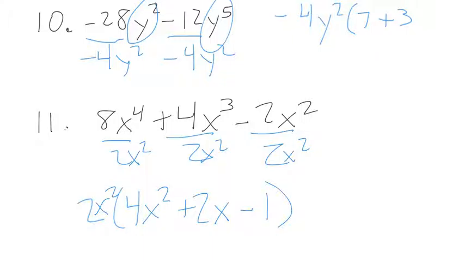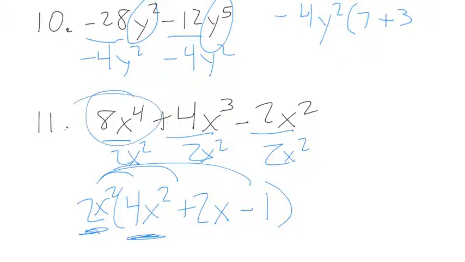To double check it, as you saw in the example problems, you would distribute backwards. If you do distribute, 2x squared times 4x squared gives you 8x to the 4th. 2x squared times 2x would give you 4x to the 3rd. 2x squared times negative 1 will give you negative 2x squared, which would give you that same final answer in the background. So we factored out that common factor, that GCF.